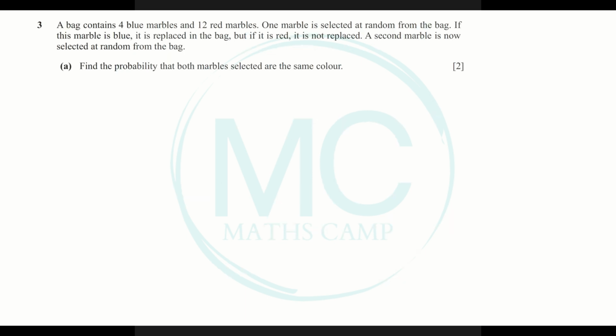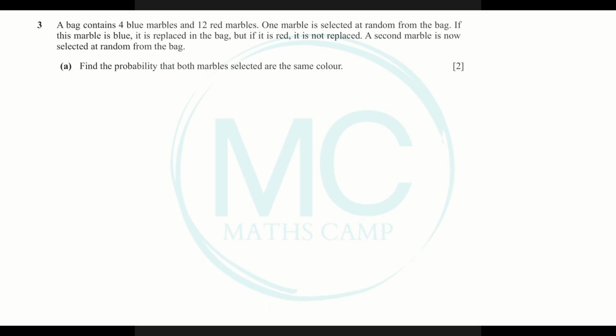Question 3 says a bag contains 4 blue marbles and 12 red marbles. One marble is selected at random from the bag. If this marble is blue, it is replaced in the bag, but if it is red, it is not replaced. A second marble is now selected from the bag. Part A, find the probability that both marbles selected are the same color.